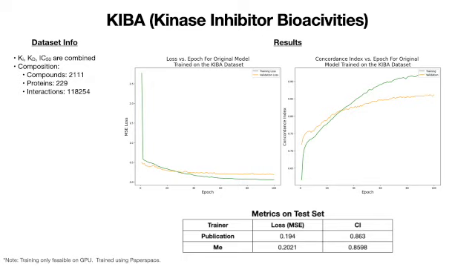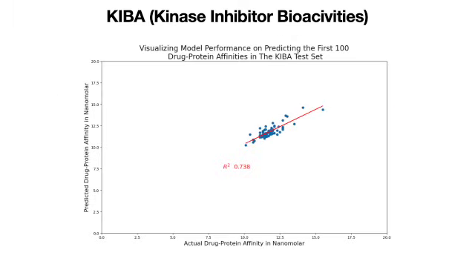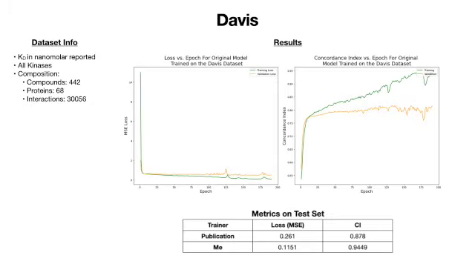Looking at the table of values at the bottom, where I have the publication values in the first row and my values on the bottom row, you can see that my values match up very nicely with theirs. In addition, I took the first 100 predicted values from the test set and plotted those as a function of the actual true values on the x-axis, and came up with a nice positive correlation with an R-squared score of 0.73. I then moved on to the second data set that they published on, that their model was working with.